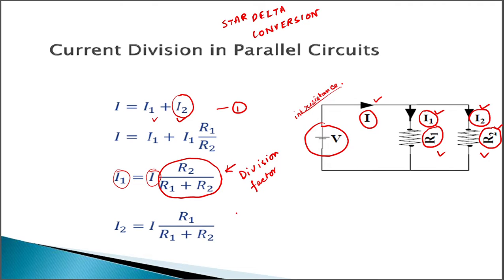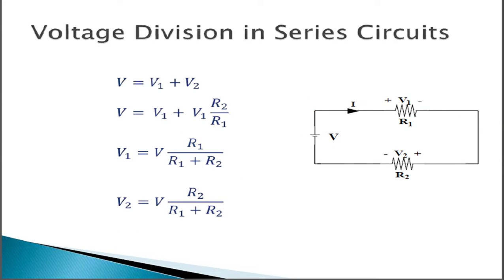Now, for I2, the same thing: I2 is the current through R2, and from R2 the furthest resistance is R1, right? So we take R1 as the numerator and divide that by the total resistance in the circuit. That will give us the division factor for I2, right? Now, let's come to the second slide, where we will see the voltage division rule.